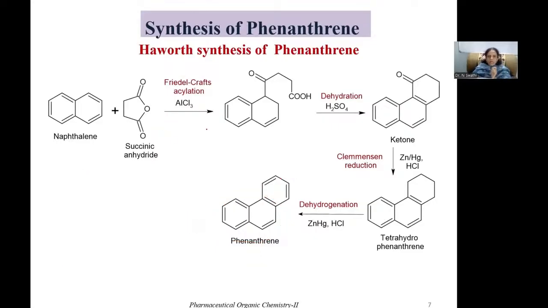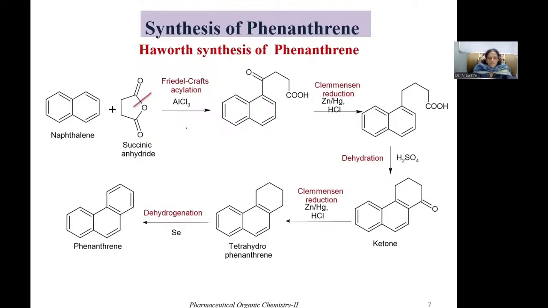So in this way, the first step in Haworth synthesis of phenanthrene is the Friedel-Crafts acylation reaction of naphthalene with succinic anhydride in the presence of aluminum trichloride. During this reaction, the succinic anhydride undergoes cleavage between the carbon and oxygen bond, and this carbonyl functionality gets attached to the first position on the naphthalene ring system.